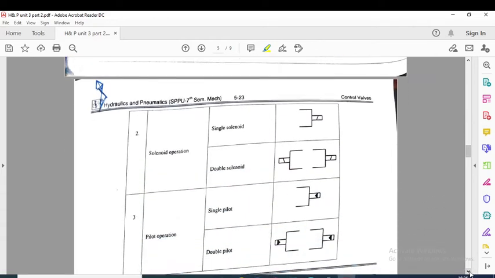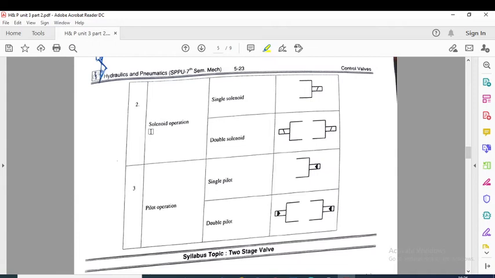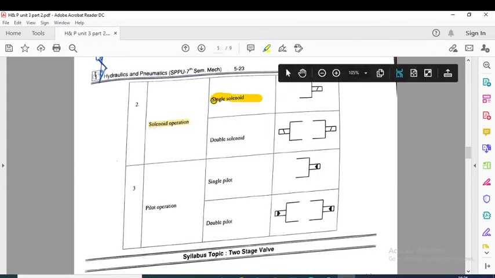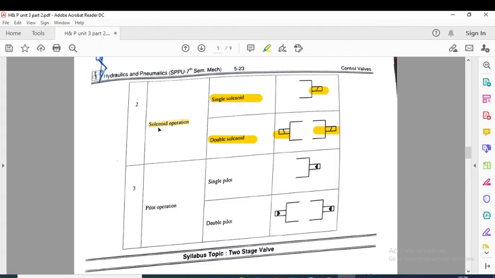Then when it comes to automation, we have the valve named solenoid operated valve. This is the single solenoid valve, and this is the double solenoid valve. If this is connected only on a single side, then it becomes a single solenoid, and if this type of structure is connected on both sides of the valve, then it becomes a double solenoid direction control valve.